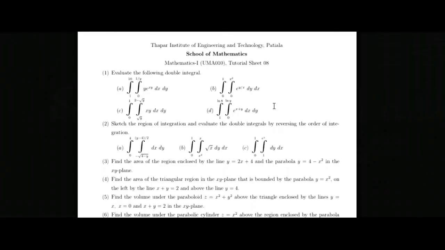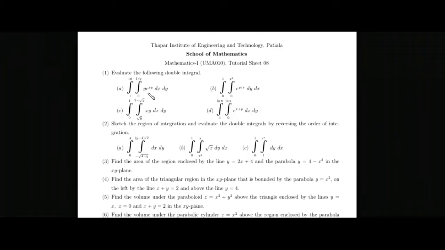Hello everyone. Today I am going to explain the solution of tutorial sheet 8. This tutorial sheet is based on multiple integrals and partial differentiation. So now see question number 1. In question number 1 you have to evaluate the following double integral.